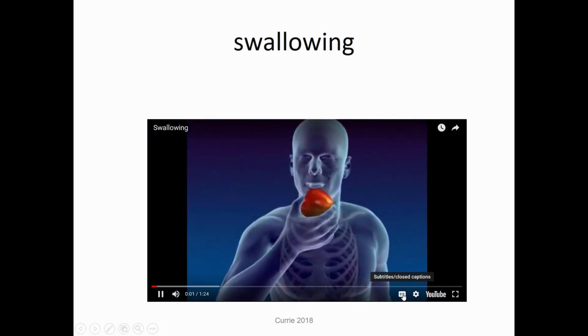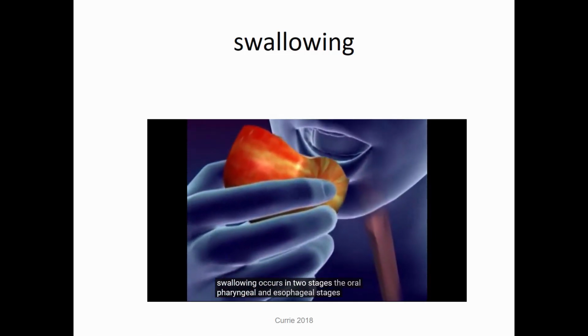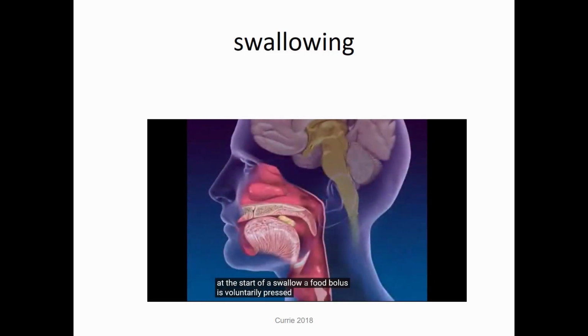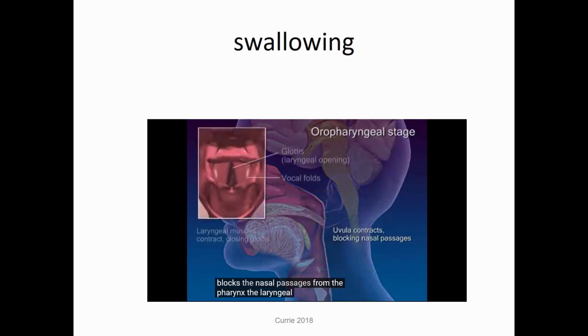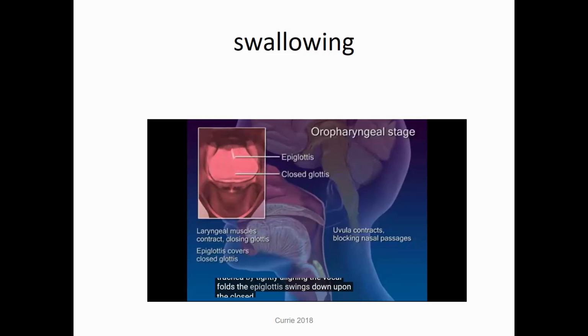Swallowing occurs in two stages, the oropharyngeal and esophageal stages. At the start of a swallow, a food bolus is voluntarily pressed by the tongue up against the roof of the mouth and backwards towards the pharynx. In response to activation of pharyngeal pressure receptors, the swallowing center in the medulla initiates reflexes that prevent food entry into respiratory passageways. The uvula contracts, which blocks the nasal passages from the pharynx. The laryngeal muscles contract, closing the glottis at the top of the trachea by tightly aligning the vocal folds. The epiglottis swings down upon the closed glottis.